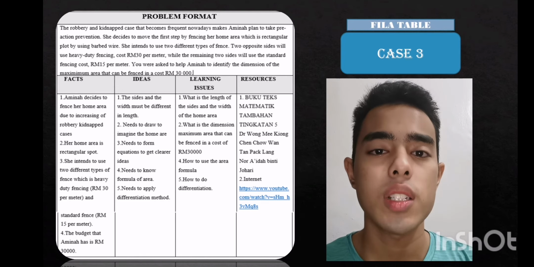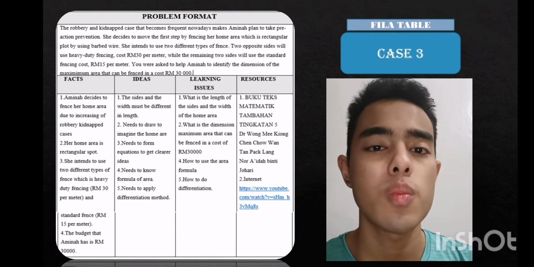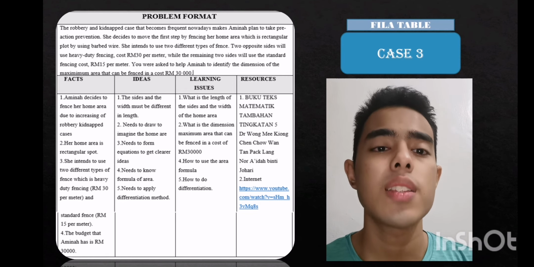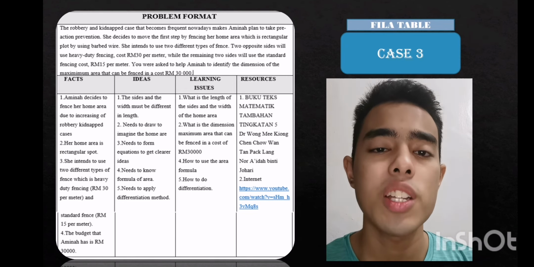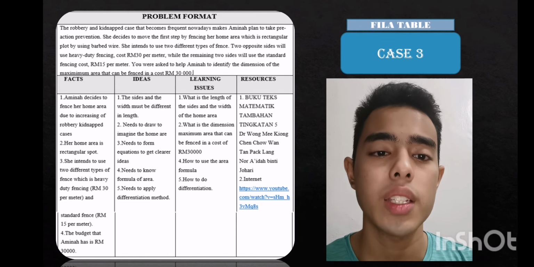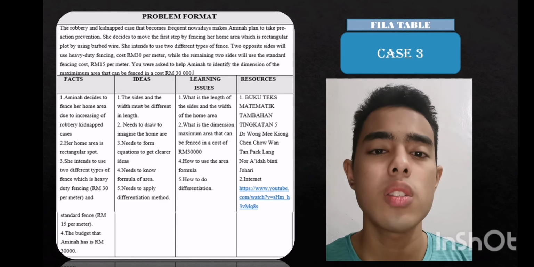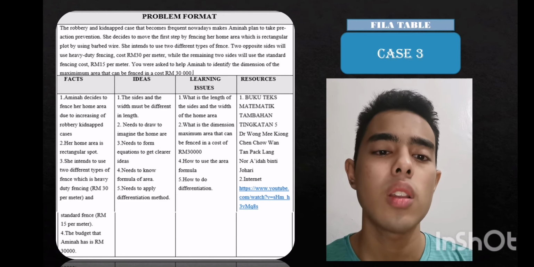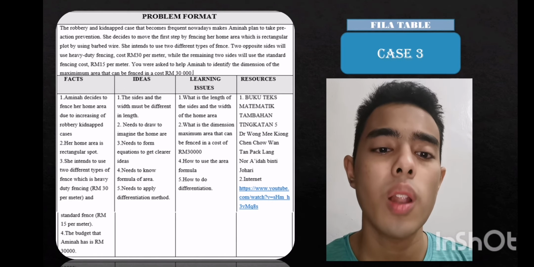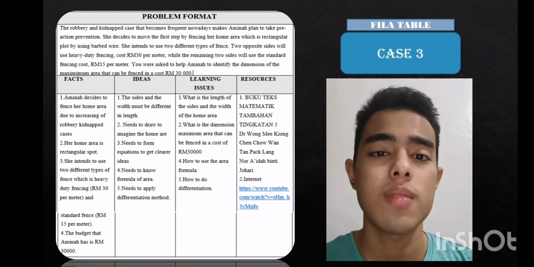To be able to answer these questions, we must have the ideas behind it. First, the length and the width must be different. Second, we must draw to imagine how the home area looks. Next, we need to form equations to get a clearer idea. Next, we need to know the formula of area, and lastly, we have to apply the differentiation method.